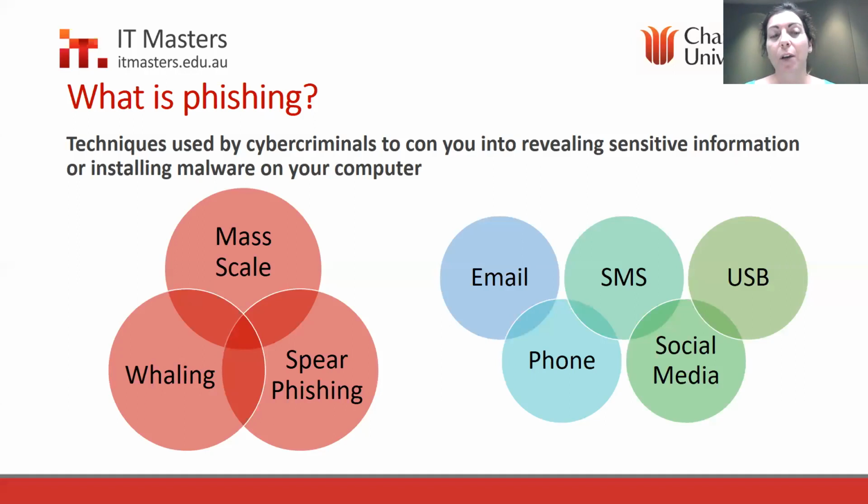But we've got 3 different types. We've got mass scale, and this is the most common type, although I'll touch on spear phishing in a second and whaling. So mass scale is essentially the type of phishing where these guys have got a database of your names, email addresses, or just email addresses, and send out emails, SMSs, they could call you, so they could have your phone number, or message you on social media. But there's no sort of personalization to the phishing. So they haven't said, "Dear Bianca."